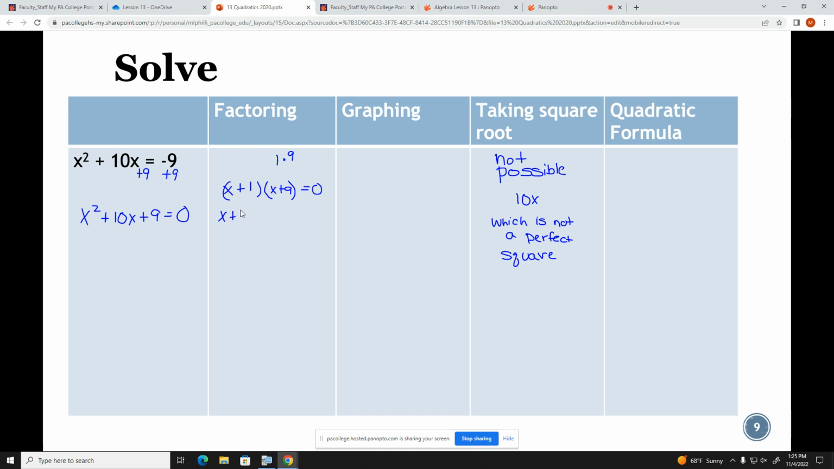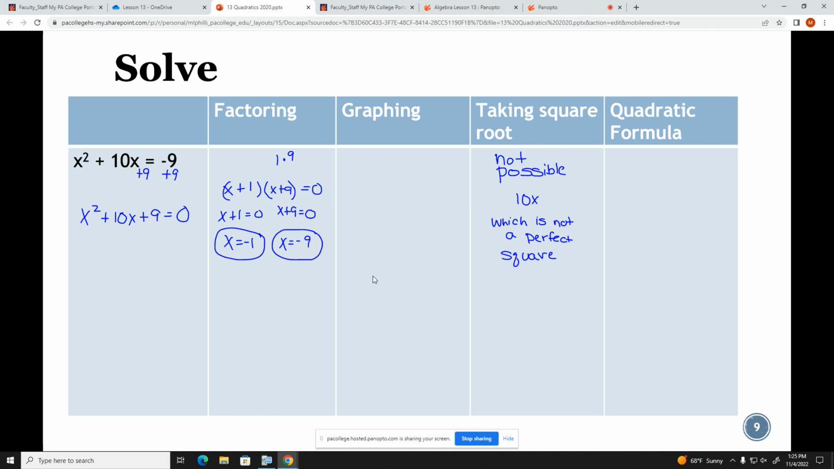Each individual factor will produce an answer by being set equal to 0. And so I get an answer of x is -1 and x is 9. Excuse me, -9. If all I was asked to do is solve, I would be done. But we want to work on the different methods. So next I'm going to look at graphing.